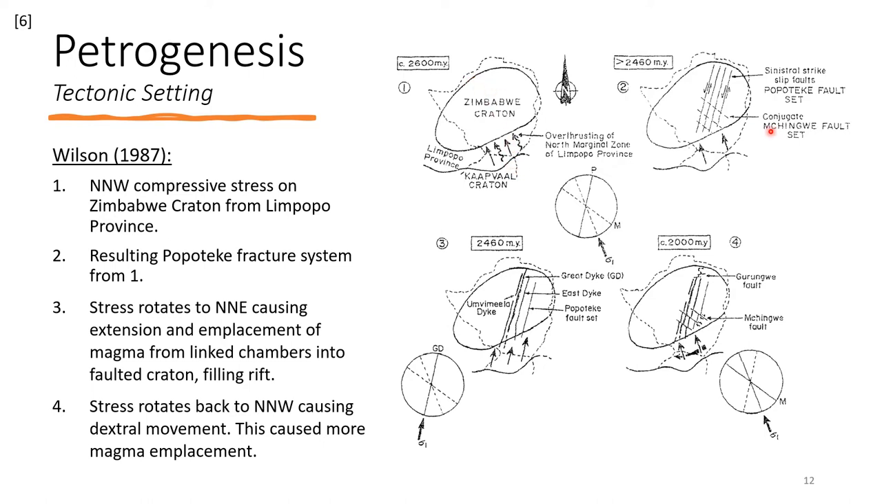This stress is sustained, so in step two, eventually resulting from that compression, we have the Popotekwe fault set forming, sinistral strike-slip faults. Then in step three, as the tectonic forces change through time, this stress rotates to a north-northeast orientation. This causes extension in certain locations of the previously formed faults, and this is likely why the magma started to creep up from the linked magma chambers below into this fractured and faulted craton. Then in step four, the stress rotates back to north-northwest, causing dextral movement, and this allows more magma emplacement.